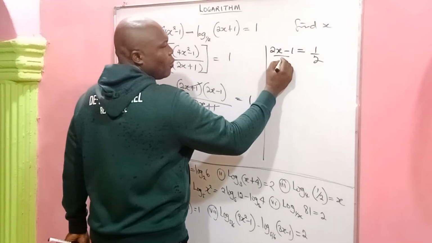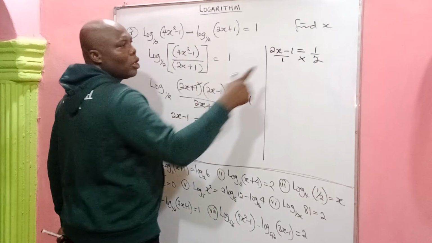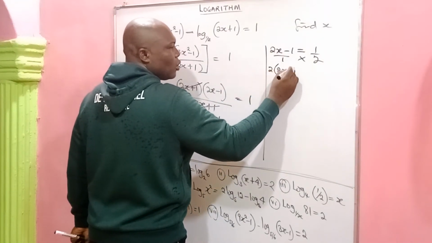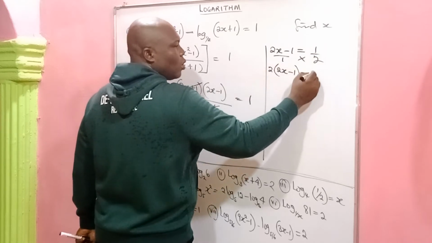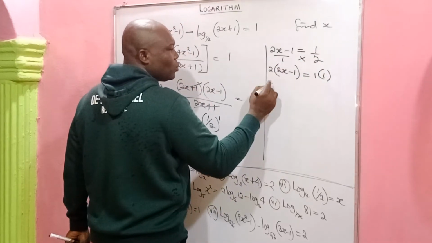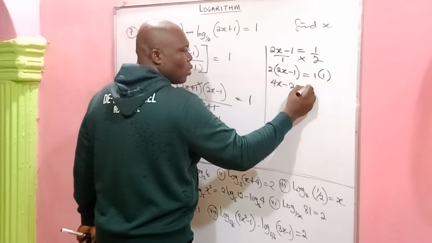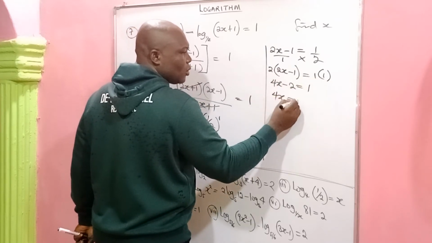So we make this over 1 and cross multiply. 2 will times the whole of this, 2 times in 2x minus 1, while 1 will times 1, 1 times in 1. Alright, 2 times 2x, 4x, minus 2 times 1, 2. 1 times 1, 1. So our 4x minus 2 will be equal to 1.